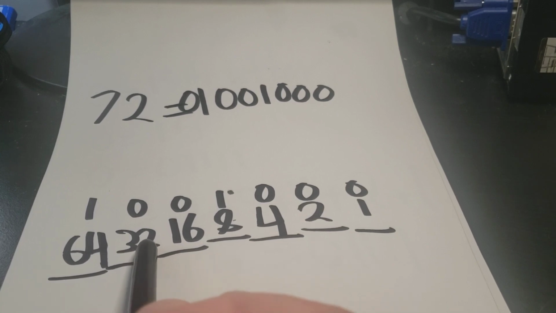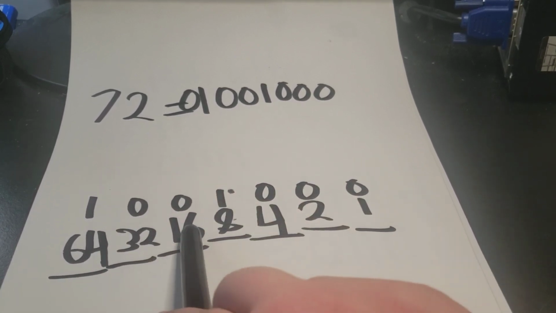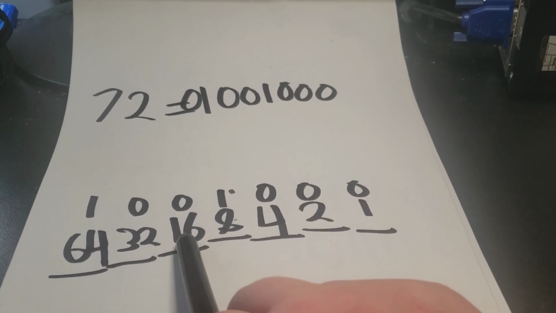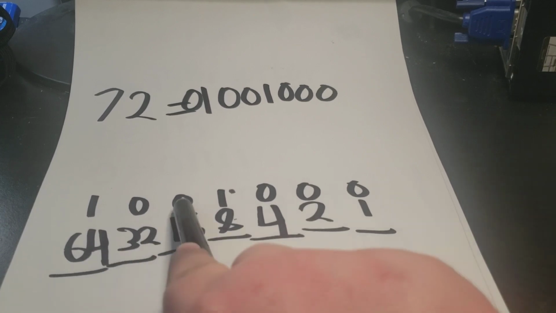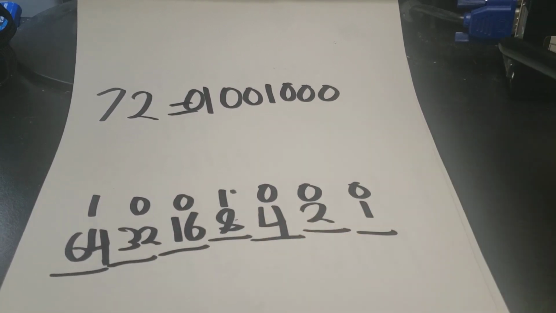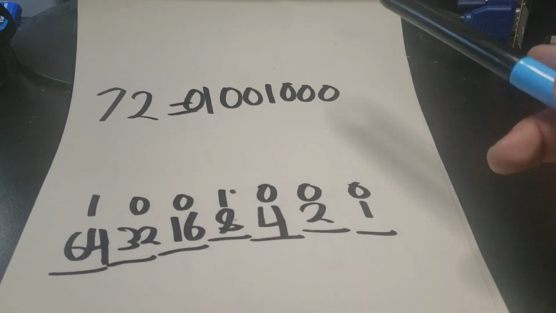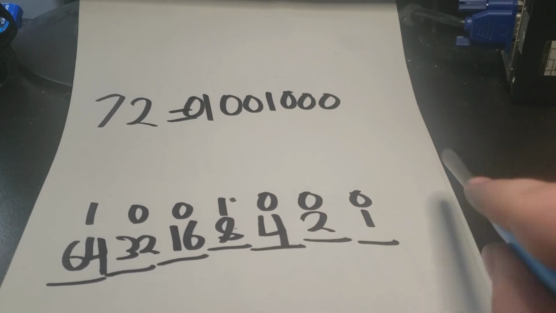64 plus 32 is above 72, so we put a 0 for the 32. 64 plus 16 is 80, and the 80 is above 72, so we put a 0 for the 16. 64 plus 8 is 72, so since we've already gotten 72, we put a 1 for the 8, and then put zeros for the rest.